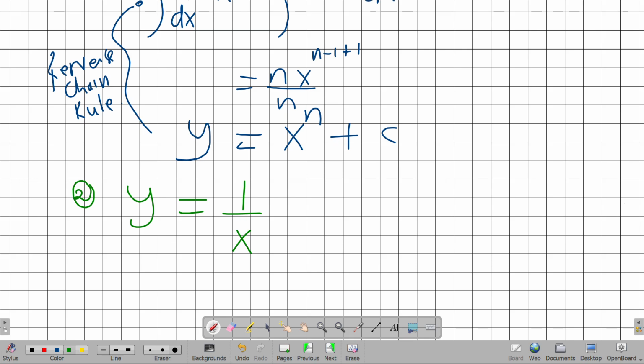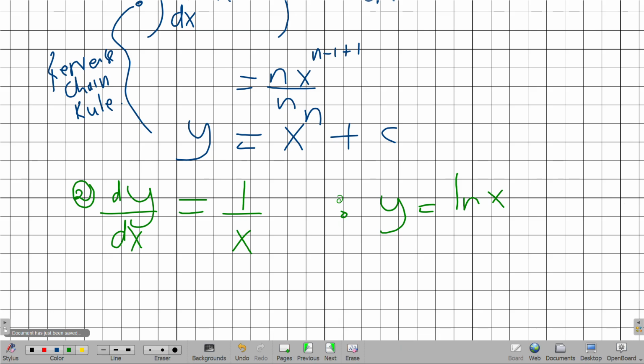What am I saying here? Let me say this function came from this part. So let me say dy over dx is equal to 1 over x. It actually came from y is equal to natural log of x. So when we differentiate natural log of x, we get 1 over x. So when we are about to integrate this function, we are doing the reverse of this part. So we know that we should go back to natural log of x plus c.